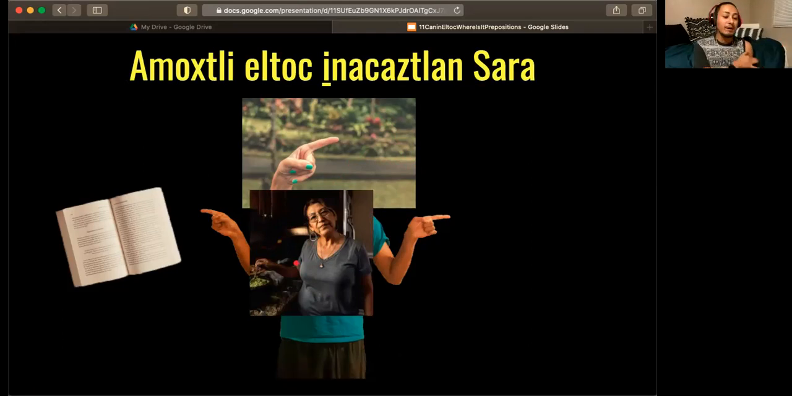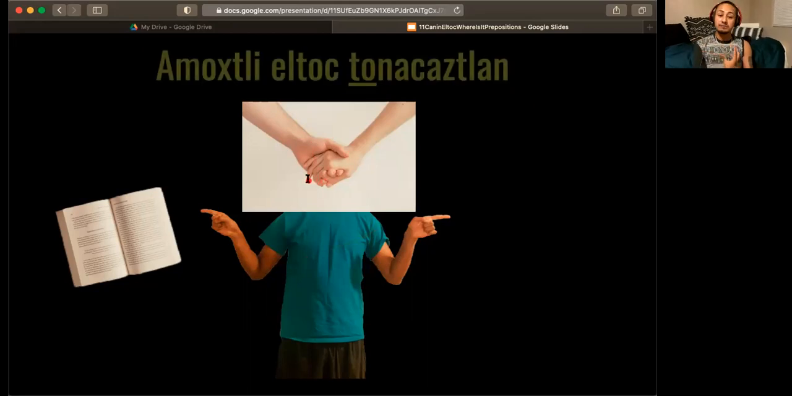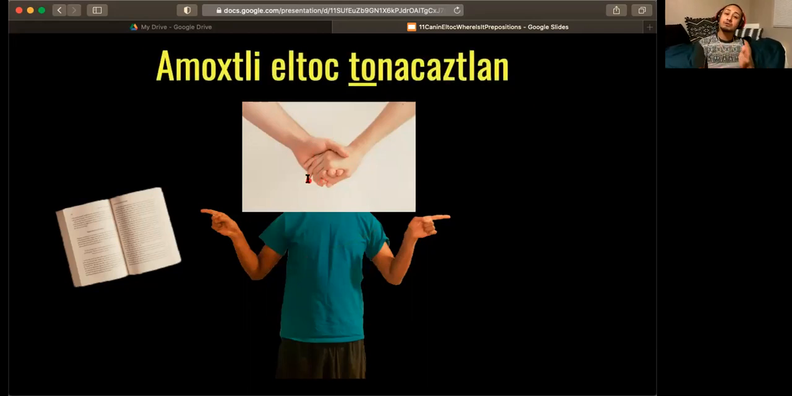inakastlan Sara. So you remember Sara from a couple lectures ago, which I named her just because I felt like it. Amoshli eltoc inakastlan Sara. So you would just put Sara there. If you leave it without Sara, it just means him or her, but we don't know who you're talking about. Sara clarifies it is next to Sara. Okay. Canin eltoc amoshli, if we're talking about us, if it's next to us, we would say amoshli eltoc tonakastlan.